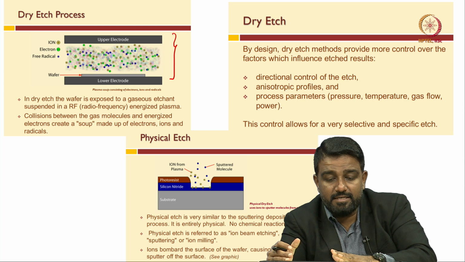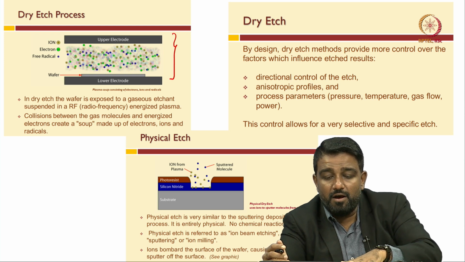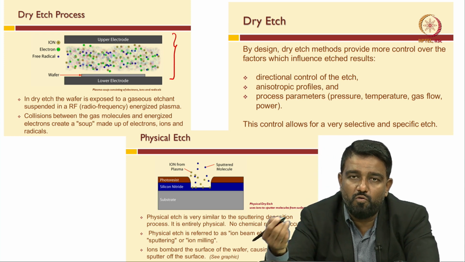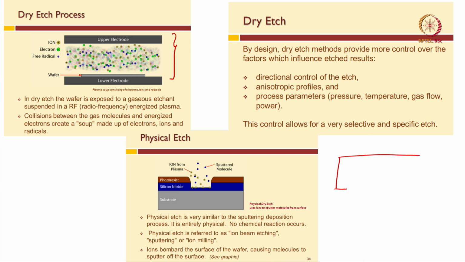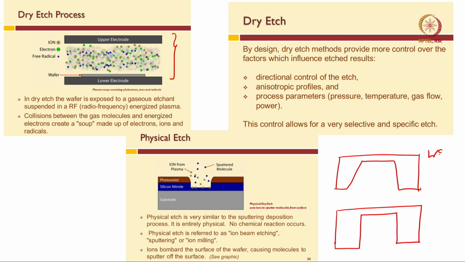Now, by design, dry etching methods provide much more control than wet etching. Why do we say so? Let me draw it here for you. If you use wet etching, then you have this kind of etching, right, but if you use dry etching, what you will have is much more directional control compared to wet etching. This is wet, this is dry etching. That is what is meant by directional control of the etch, anisotropic profiles, and the process parameters which will control the etching are pressure, temperature, gas flow and power.